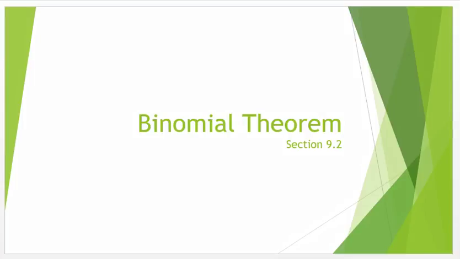Jumping ahead in our textbooks again, we're now looking at Chapter 9, Section 2 for something called the Binomial Theorem. This is basically used to take a binomial that's being raised to a power and be able to expand it without sitting there and distributing over and over and over again. So it's a shortcut to make that process easier for you guys.